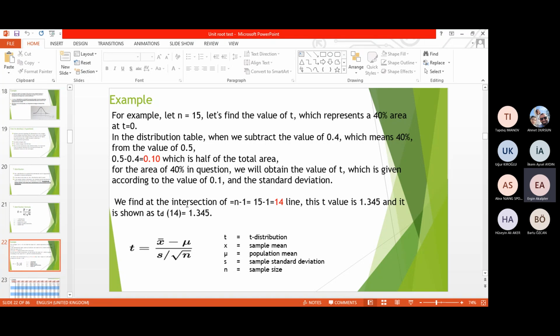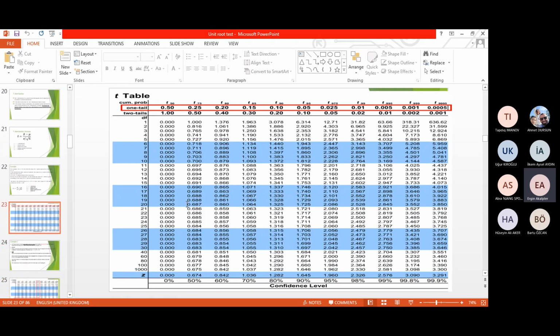For the area of the 40% in question, we will obtain the value of T, which is given according to the value of 0.5, so-called the 10%, and the standard deviation. We will find again the intersection of the N minus 1, which is 15 minus 1 is 14 line, and this will then be illustrated and estimated from the table again, as you are observing here.